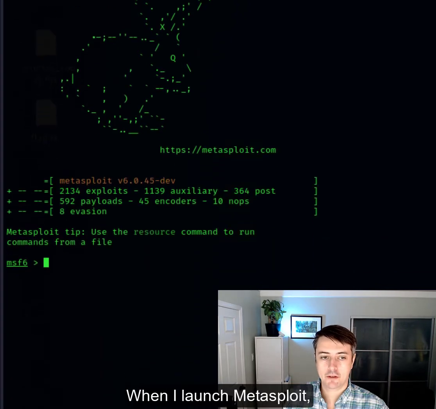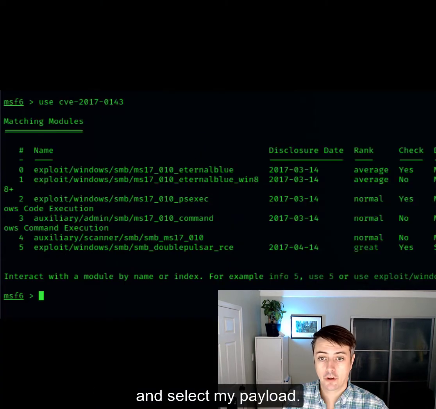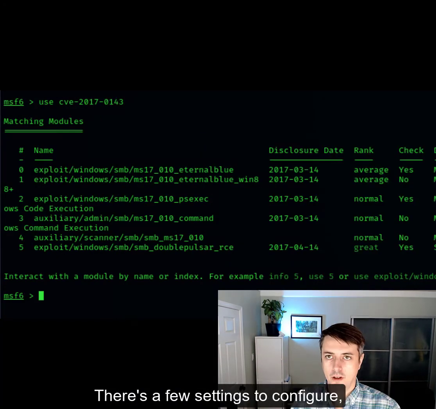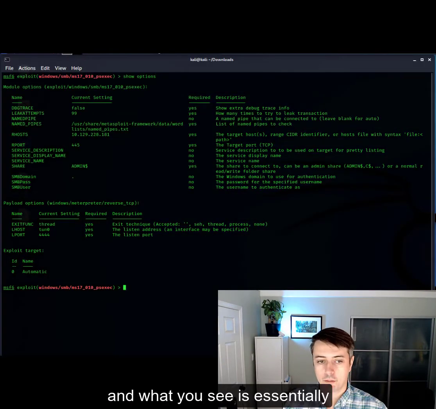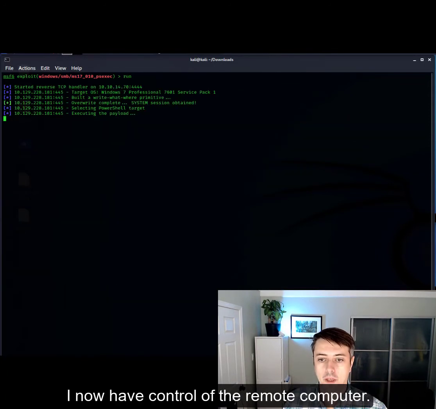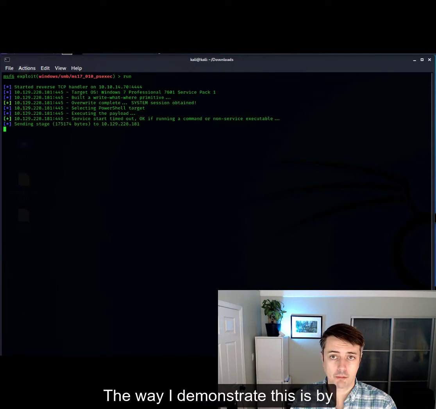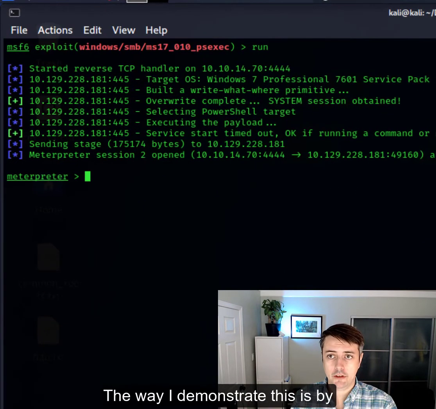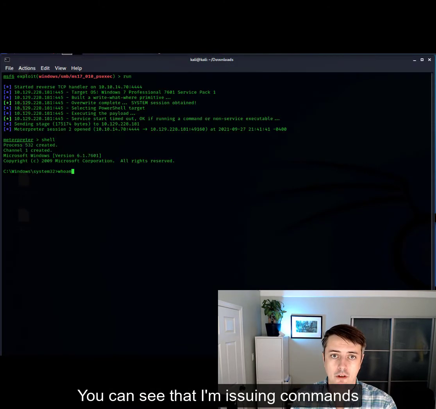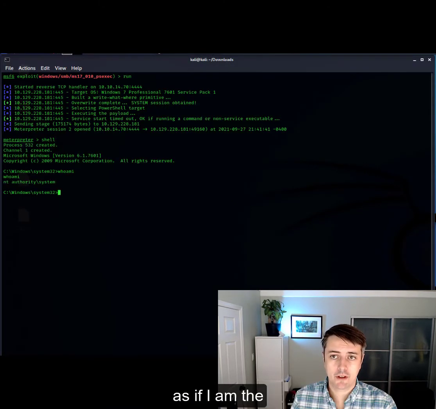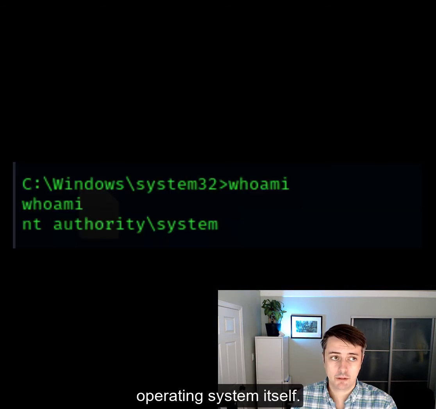When I launch Metasploit, I choose which CVE I want to use and select my payload. There's just a few settings to configure, like the target address, no big deal here. Now I run the exploit, and what you see is essentially hacking automated. I now have control of the remote computer. The way I demonstrate this is by launching the command prompt and asking, "Who am I?" You can see that I'm issuing commands as if I am the operating system itself.